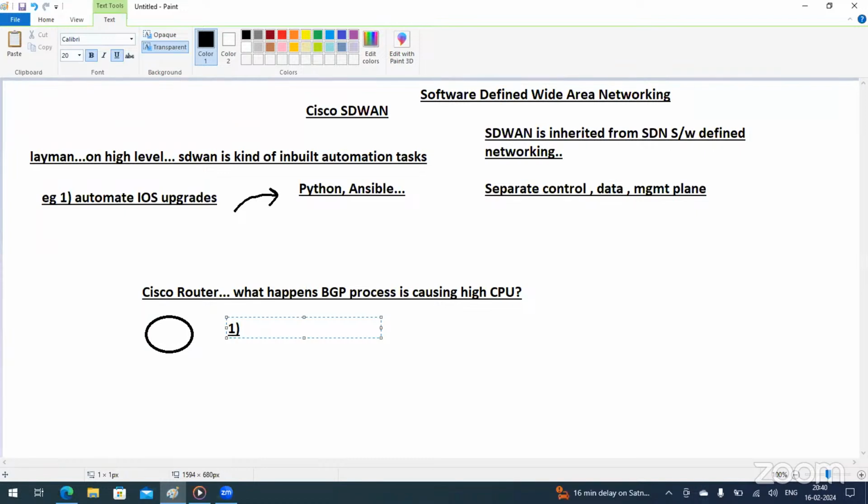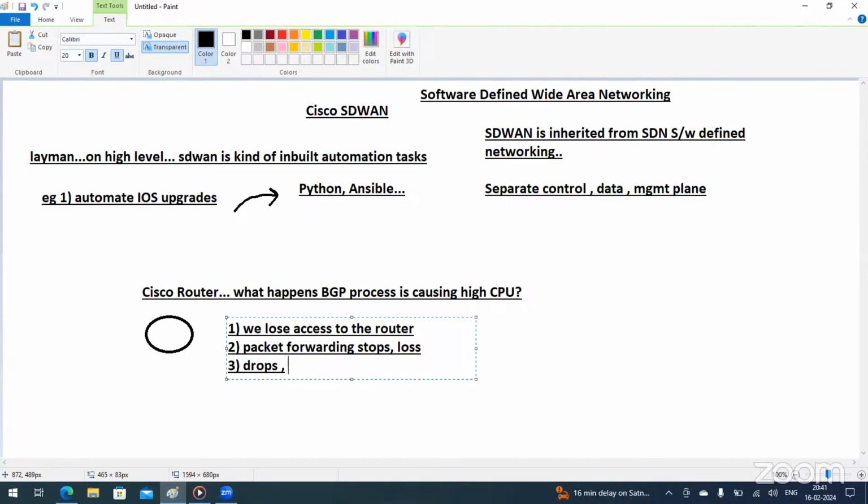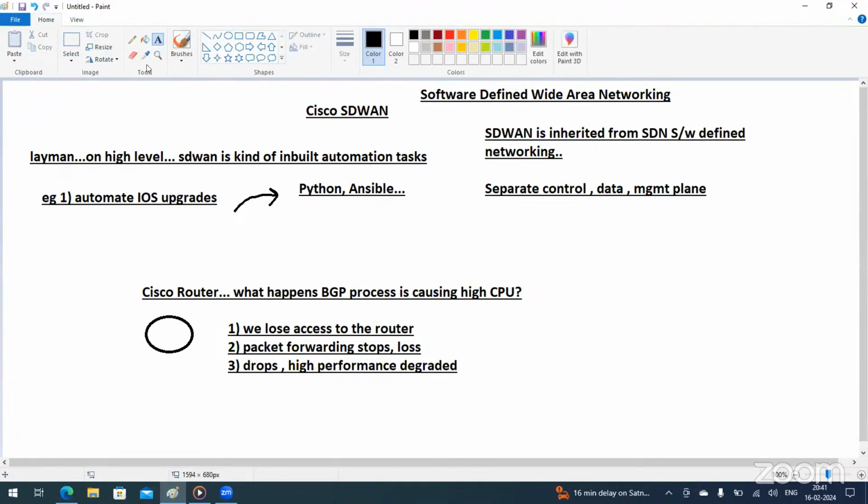There are various implications. We lose access to the router, right? Then packet forwarding stops. There are packet losses. What else? There may be drops, high jitter, etc. So basically performance would be degraded, right?